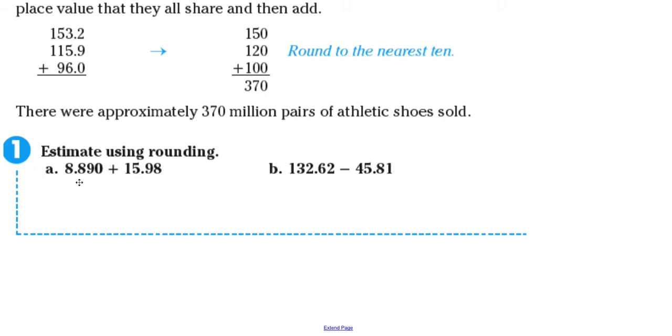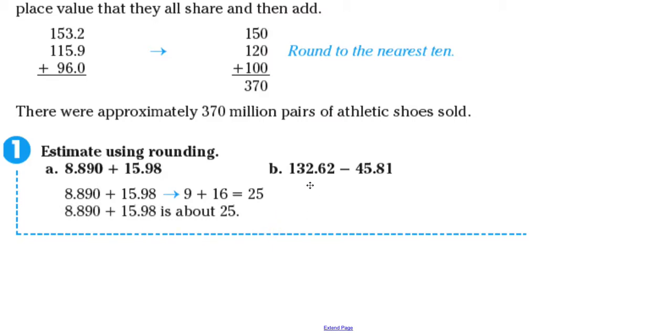Estimate using rounding 8.890 plus 15.98. We want to round it to the greatest place value position that they both share. In this case, that is the ones place. So 8.890 plus 15.98 is rounded to 9 plus 16, because we're rounding to the ones place, the greatest place value position that they both share. So the estimated answer is about 25.